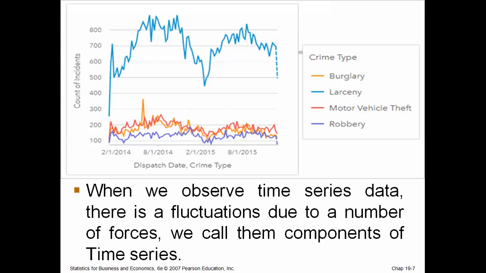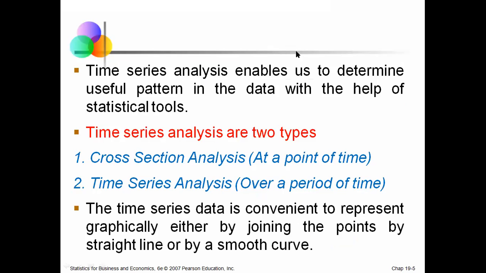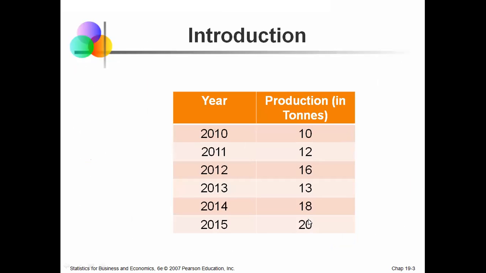And when we observe time series data, there are fluctuations due to a number of forces. For example, if you observe this kind of graph, there are some fluctuations. From year to year, there are increases and decreases, ups and downs. Those ups and downs are called fluctuations. If you observe here also, there are some fluctuations of the inflation rate in the US. In stock prices, there are some fluctuations. Here also there are some fluctuations in the sales.